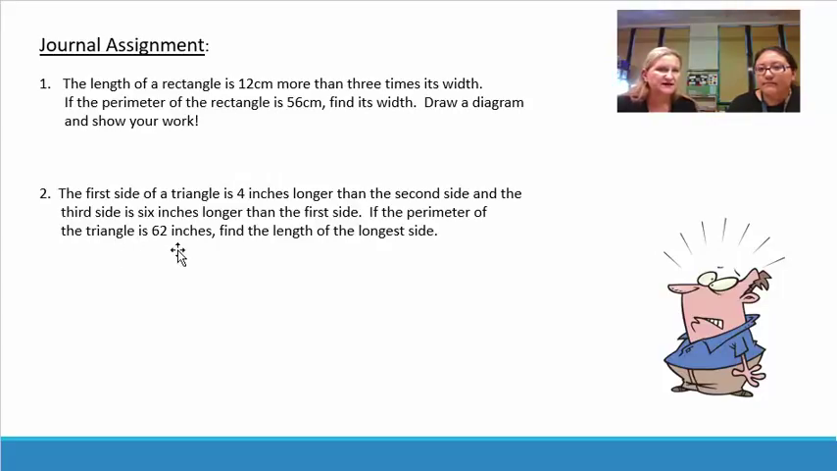The second one is like the third and fourth example where you will have to sketch a triangle, label the sides, set up the equation, and solve the equation. So good luck!